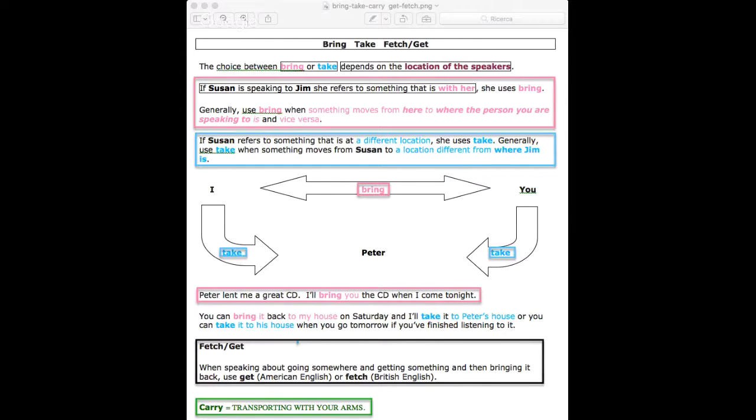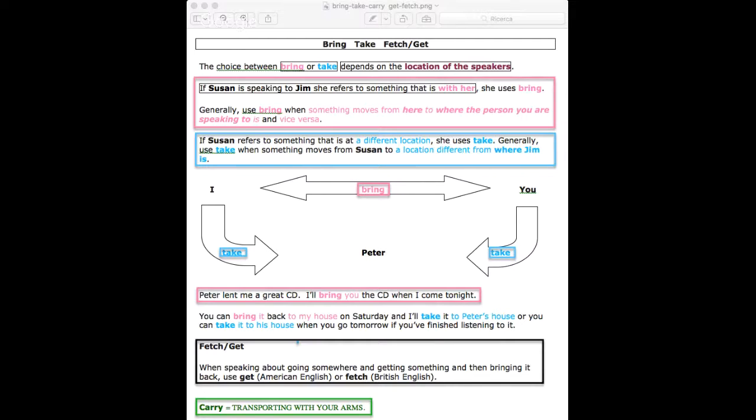So I can say to Jim, you can bring it back to my house on Saturday and I'll take it to Peter's house. Or you can take it to his house when you go tomorrow if you've finished listening to it. So here we're using take to take it to someone else's house, but this someone else isn't in our direct conversation. So bring is actually between you and me, whilst take is to somebody else who isn't in our direct conversation. I'd say that this diagram clarifies it best.